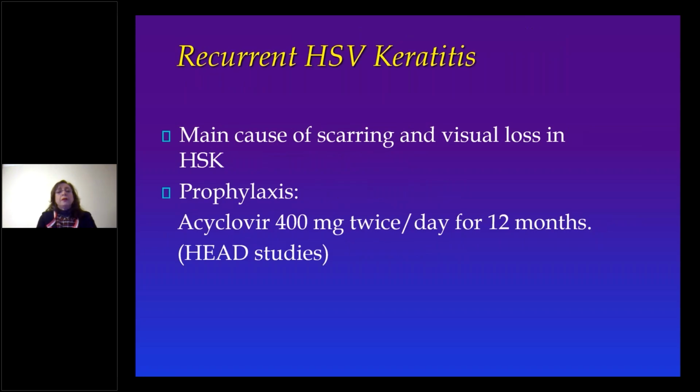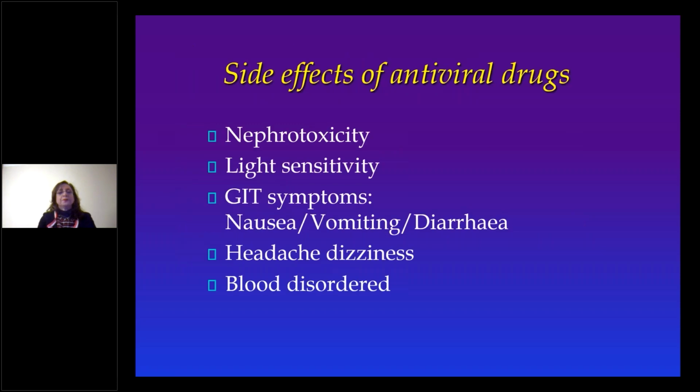The problem with recurrent herpetic keratitis is that it is the main cause of scarring and visual loss with herpes. Therefore, it's important to prevent recurrent herpetic stromal keratitis specifically with acyclovir 400 milligram twice a day, which is the prophylactic dose, not the treating dose, and for 12 months, and that is according to the Herpetic Eye Disease Studies.